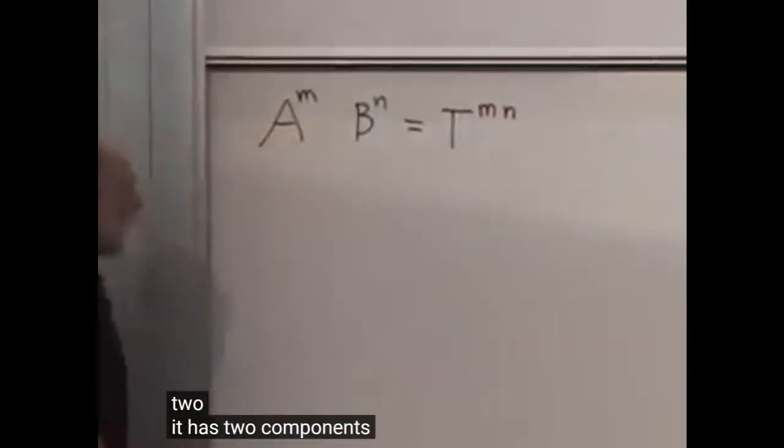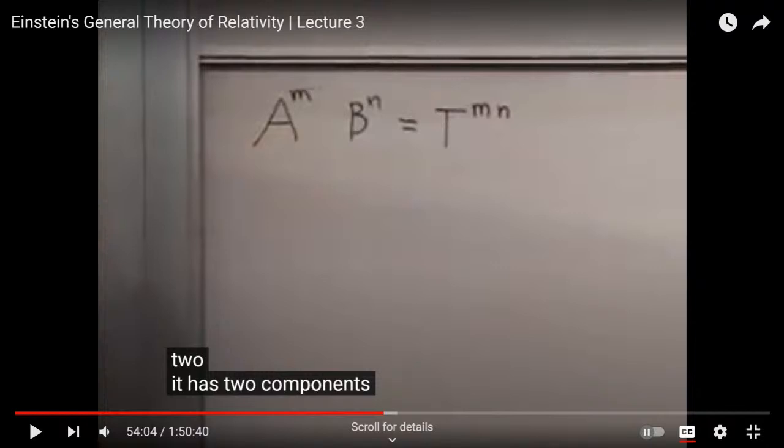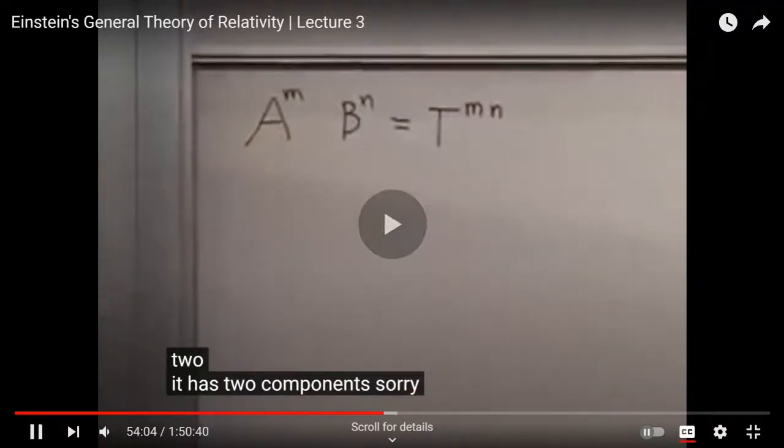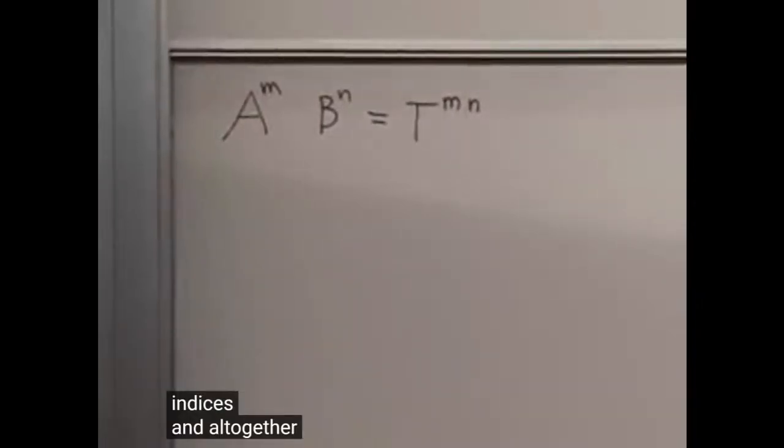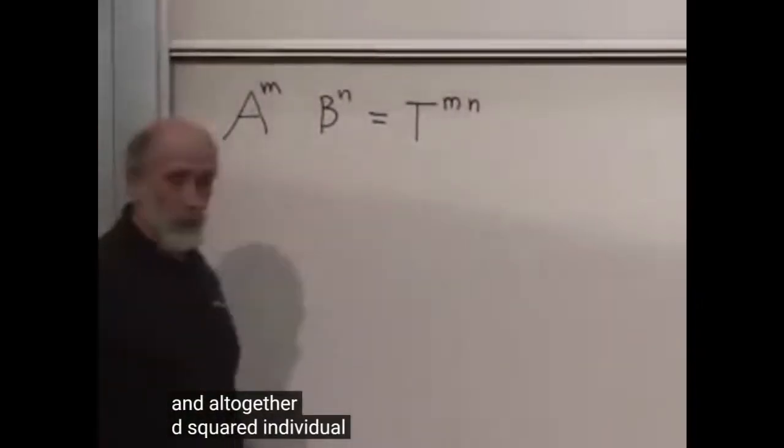It has 2 components. Is this the lambda or is it the T? This is T_MN. Sorry, it has 2 indices, and altogether D squared individual components.